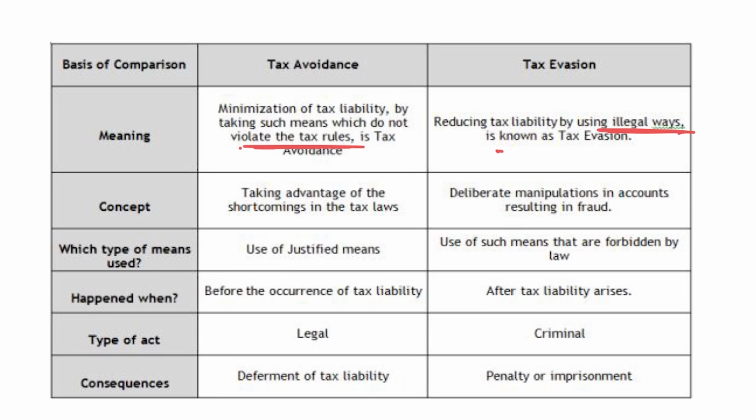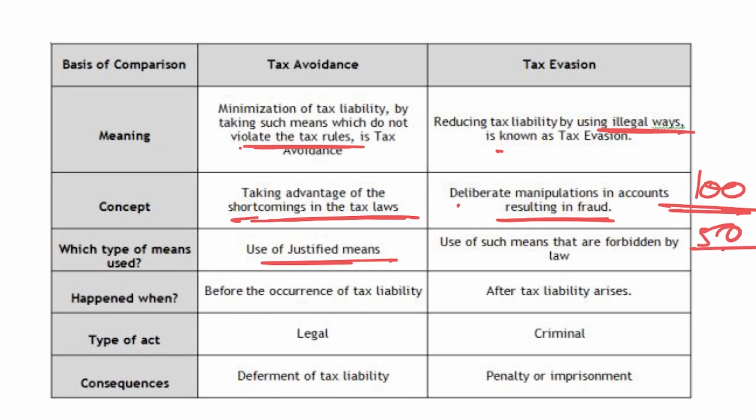Now the concept: taking advantage of the shortcomings in the tax laws. Every law in every country has certain loopholes. It is on you to identify them. Don't think that I'm teaching you wrong means. I am just making you aware that there are loopholes in every law, and you are taking advantage of them. Now tax evasion is deliberate manipulation in accounts resulting in fraud, like 100 is your income but you're reporting it as 50. Which type of means is used? Justified means in avoidance, and means forbidden by law in evasion.